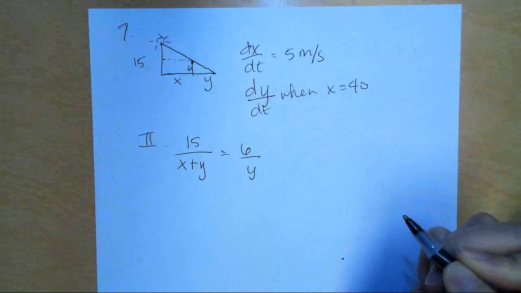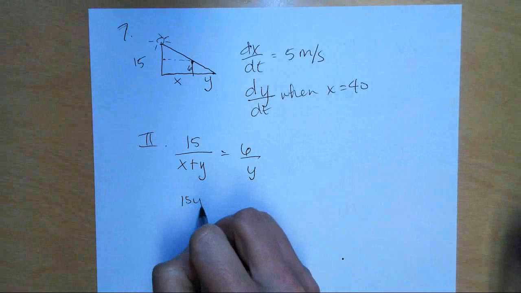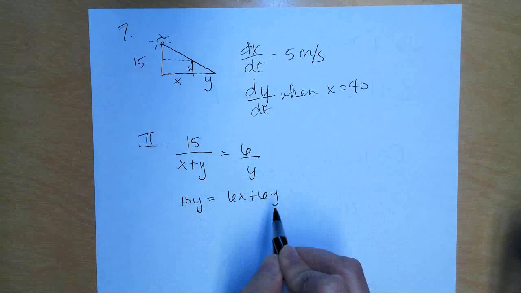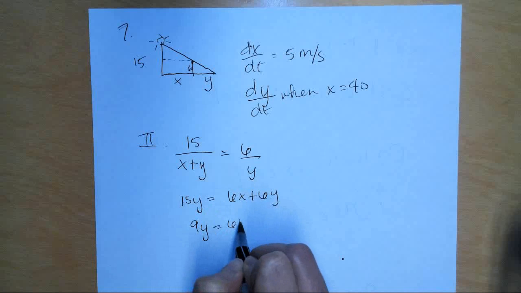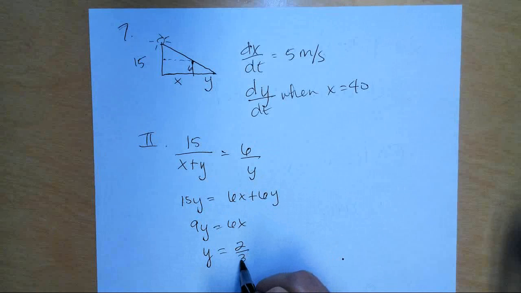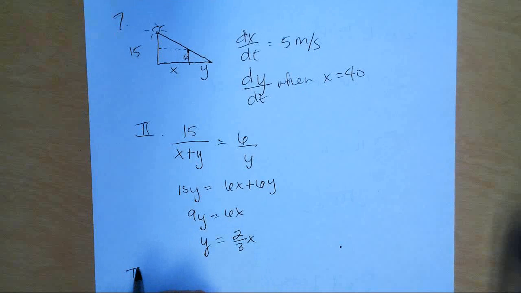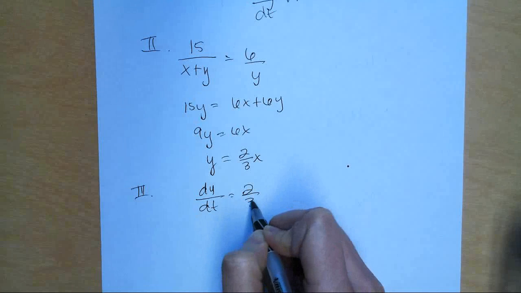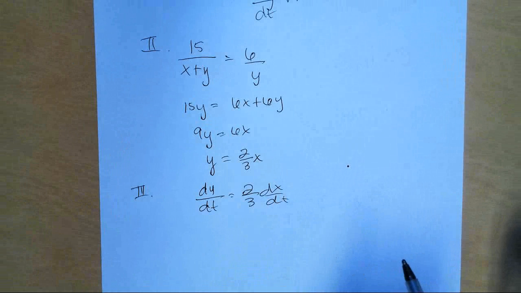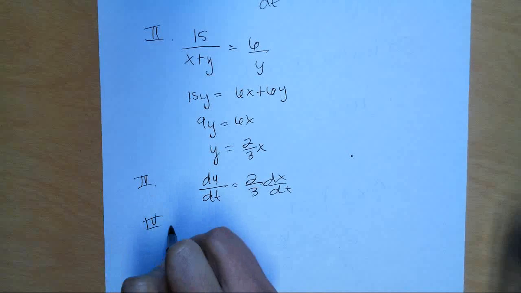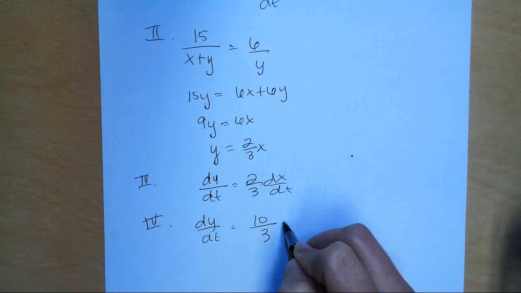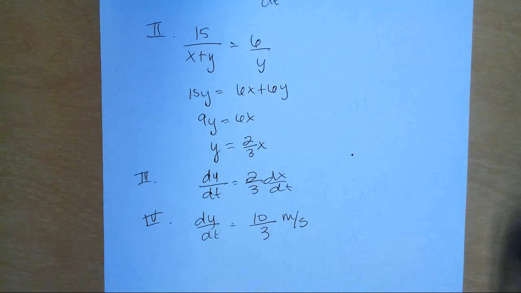y. Then we would say 15y equals 6x plus 6y, which makes, if we subtract 6y, 9y equals 6x, and y equals 2/3 x. When you take the derivative of this, you get dy/dt equals 2/3 dx/dt. And we know that dx/dt was 5. So dy/dt equals 10/3 meters per second. And I think that's what the question is asking. And we'll say this is 4 and 5.